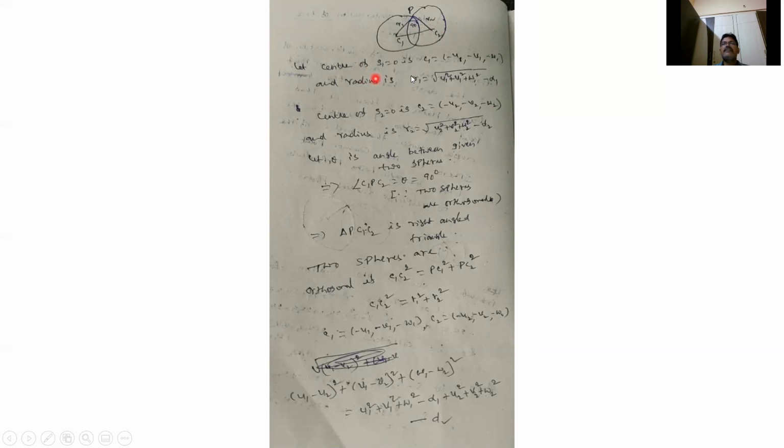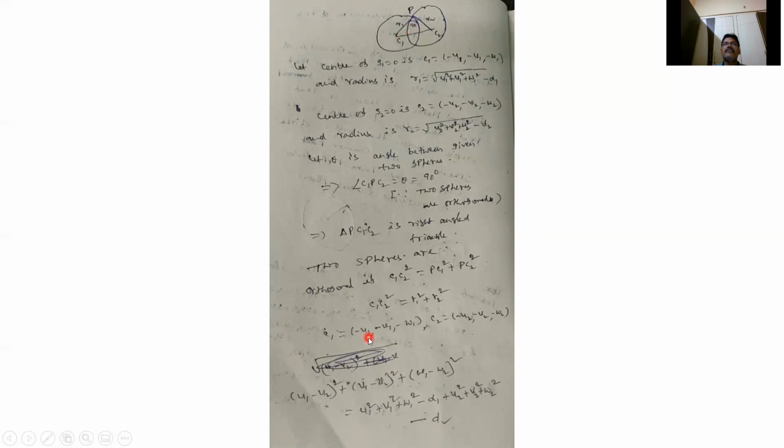So the center of S1 is C1 equal to (-u1, -v1, -w1), because it is in the general form x square plus y square plus z square plus 2u1x plus 2v1y plus 2w1z plus d1 equals 0. That's why the center C1 is (-u1, -v1, -w1), and the radius, we know the formula for the general equation, is root of u1 square plus v1 square plus w1 square minus d1.